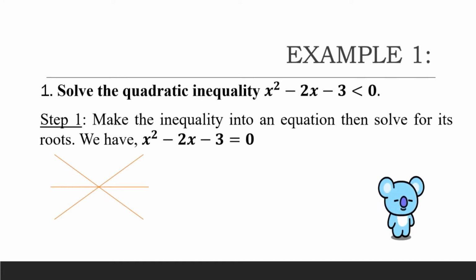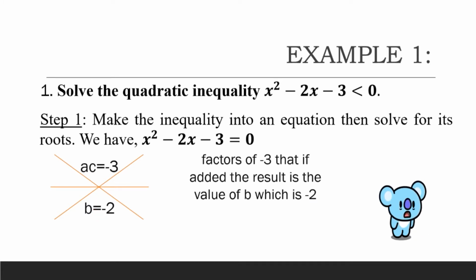Using the asterisk method, we have to find first our AC. The value of our A is 1 and the value of our C is negative 3. Multiply those two, the result is negative 3. And the value of our B is negative 2. Next is for us to find factors of negative 3 that if added, the result is the value of B, which is negative 2.